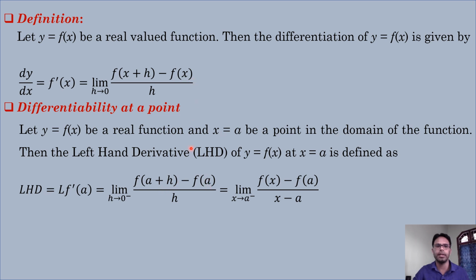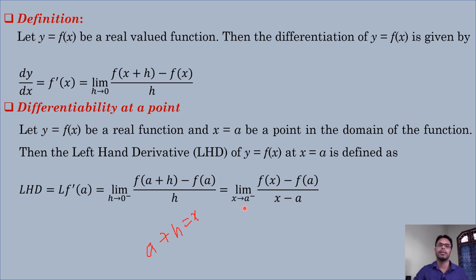This limit, (f(x) - f(a))/(x - a), can be converted to this one also by taking a simple substitution. You see the substitution: a plus h is taken as x. Compare this to this, a plus h is taken as x. So h will be x minus a. So this is x minus a, and f(a) remains the same.